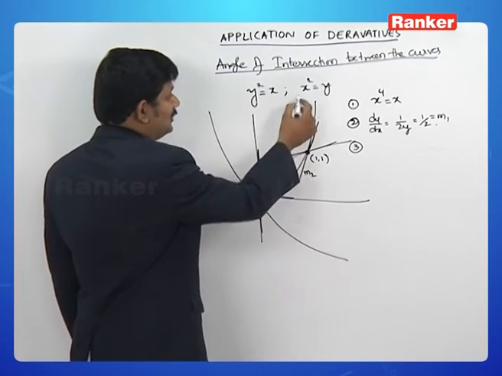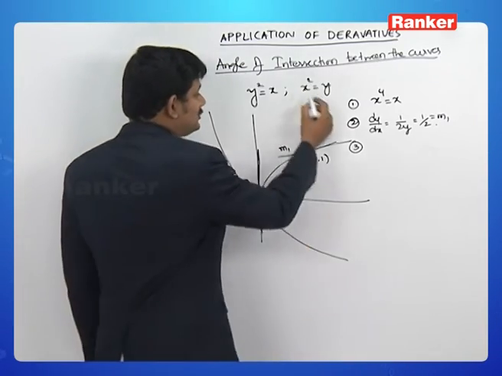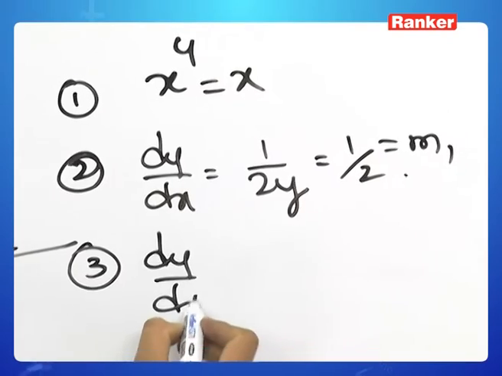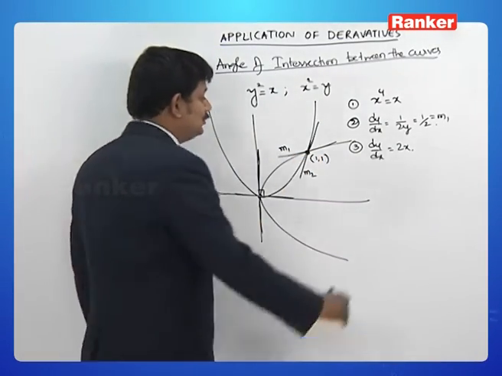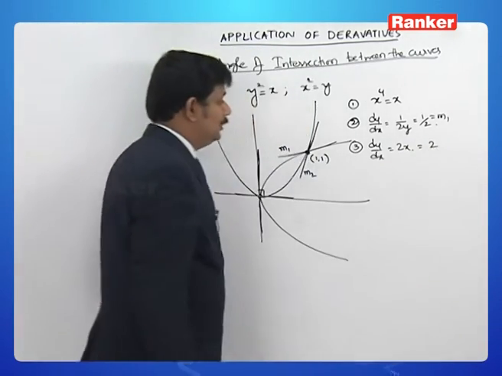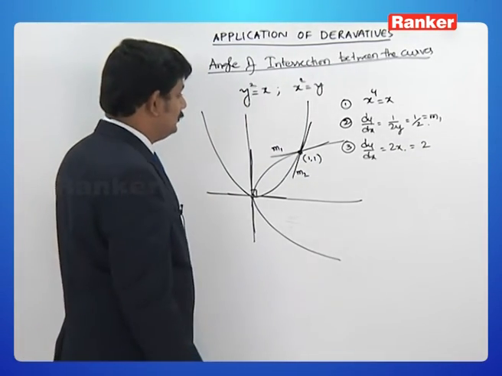dy by dx for the curve x square is equal to y is 2x, and we are discussing the point 1 comma 1. So, dy by dx is 2. So, the slope of the tangent is 2.